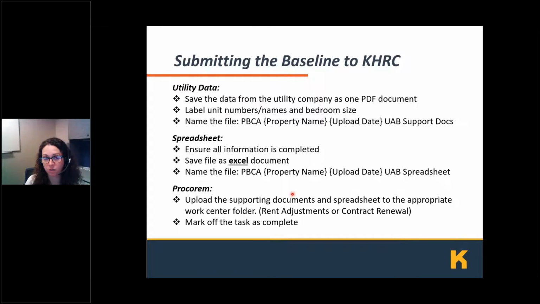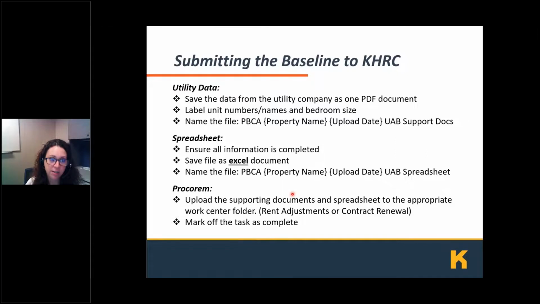So as we're looking through and we're reviewing that data against what you've put in your spreadsheet, we want to make sure we know which data goes with which entry on your spreadsheet. So if you need to label the unit numbers, if it's helpful to put the address or the name, somehow make sure we can clearly see where it belongs. Then you're going to upload that to Procorum. And of course, we have our naming matrix that we follow with every document. So that'll be named PBCA, your property name. You'll put in the date that you upload it to us. And then at the end, you'll call it UAB support docs.